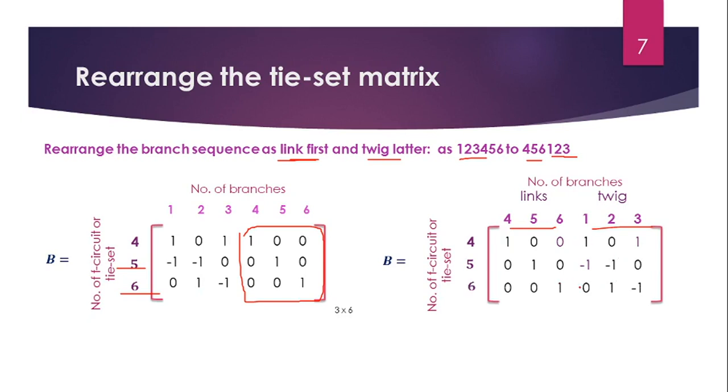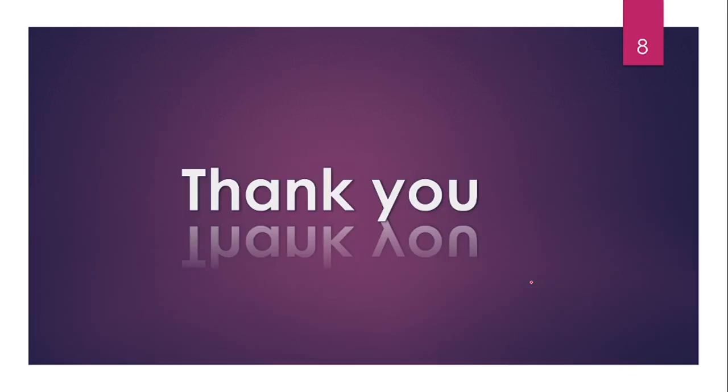We just rearrange. So from our observations we can say it has two types of sub matrices, that is your link matrix, which is denoted by B suffix L, and the twig matrix, the matrix because of the twigs, that is BT. The link matrix is always a unity matrix, because the loop is basically formed because of the link we add, and the loop direction should be the same as your link direction, so that's why it is always a unity matrix. So this is for the tie-set matrix. This is from lecture 4 for this graph 3.